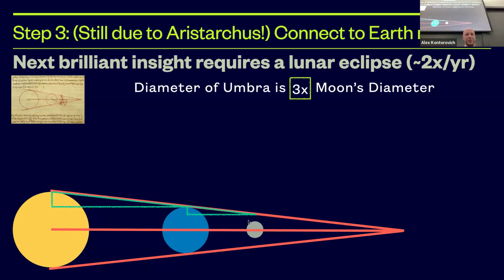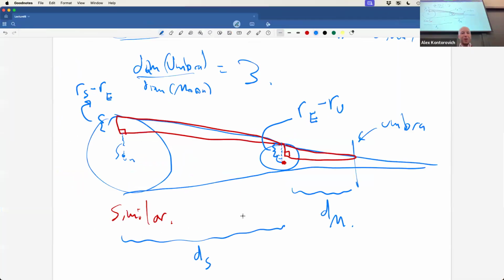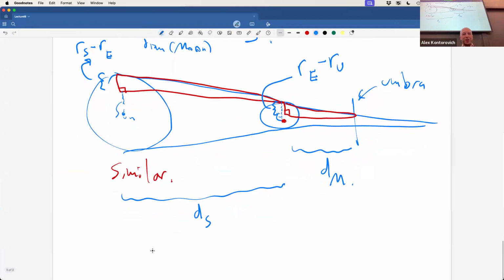So this is the distance to the moon. This is the distance to the sun. This is the radius of the sun minus the radius of the earth. This is the radius of the earth minus the radius of the umbra. That right there is the radius of the umbra. So far, so good? And if those things are similar triangles, we get an equation.